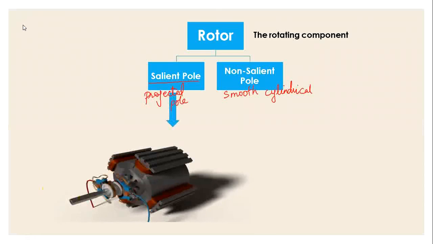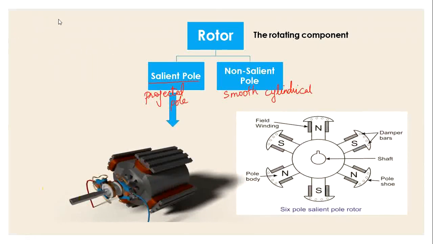This is the picture representing the salient pole, and this is also one of the cross-sectional views where the salient pole has been represented. So you can see these are the poles. This part of the pole is called the pole core, and this part is called the pole shoe. What is the purpose of the pole core? On the pole core we will place the rotor windings or the field windings. And the pole shoe basically gives protection. It does not allow the field windings to fall, and it also increases the area for the flux. And this is the rotor, and inside that you will have the shaft.